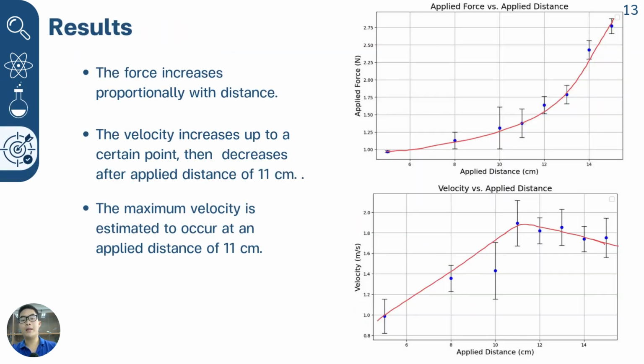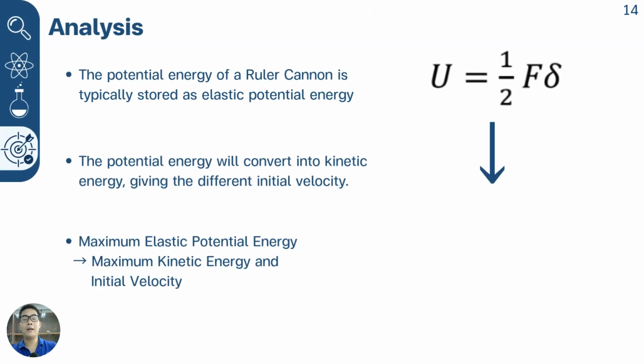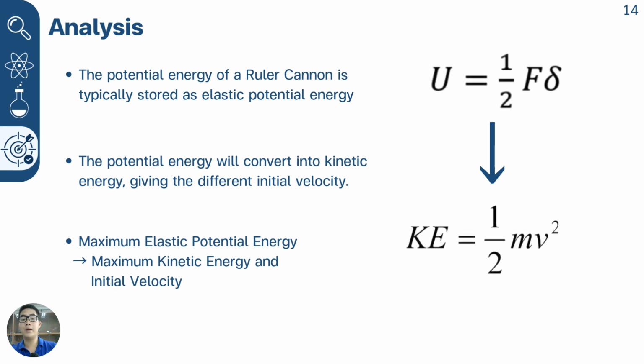The result we get is that the force increases proportionally with distance, and the velocity increases up to a certain point, then decreases after an applied distance of 11 centimeters. That means we can estimate the maximum velocity at an applied distance of 11 centimeters. We can explain this using potential energy that is converted into kinetic energy, where the potential energy depends on the force and the deflection of the beam. That means maximum potential energy results in maximum initial velocity.